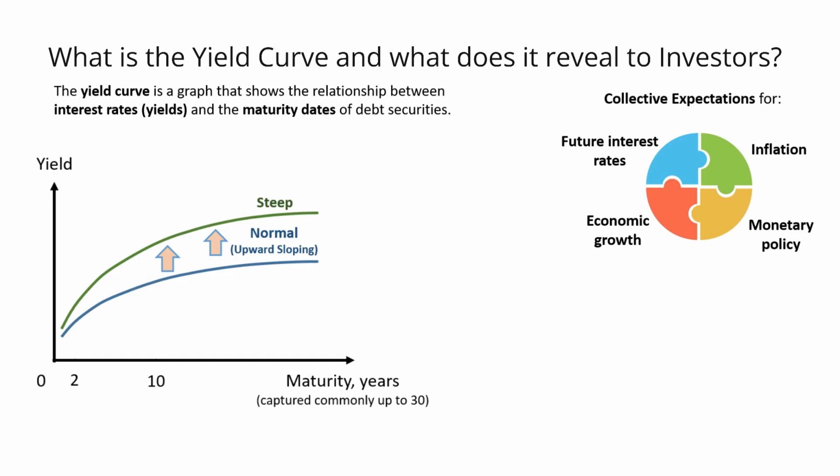What happens if long-term yields fall? Investors expect slower growth or recession. They seek safety in long-term bonds. Accordingly, as yields and prices move inversely, prices rise and yields are depressed.